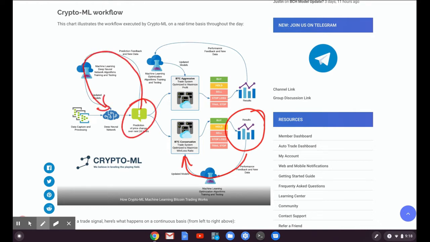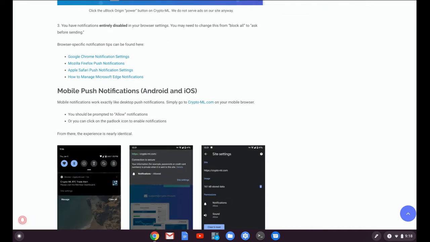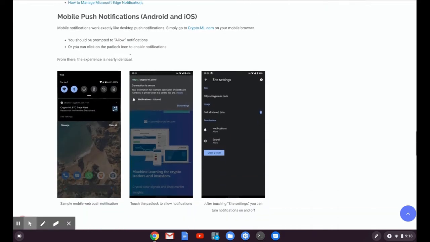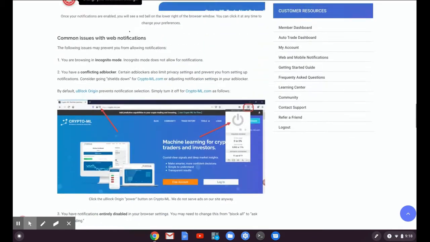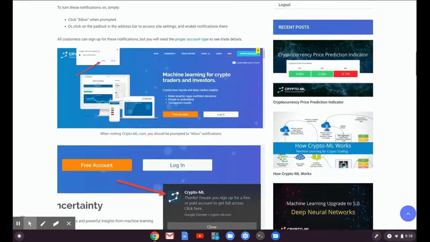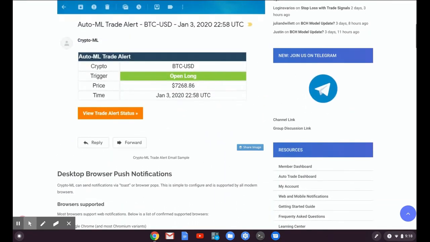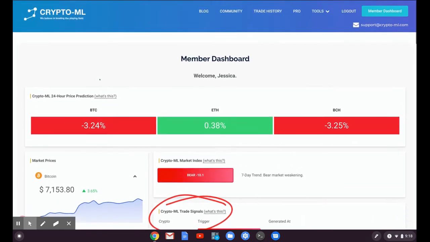When a trade signal is triggered, you will be notified by email, app, or web notification. You'll also receive a daily status email that sums up current positions and the market index. These notifications can be configured to your preference. More technical details about our models can be found by scrolling down to the signal management section.